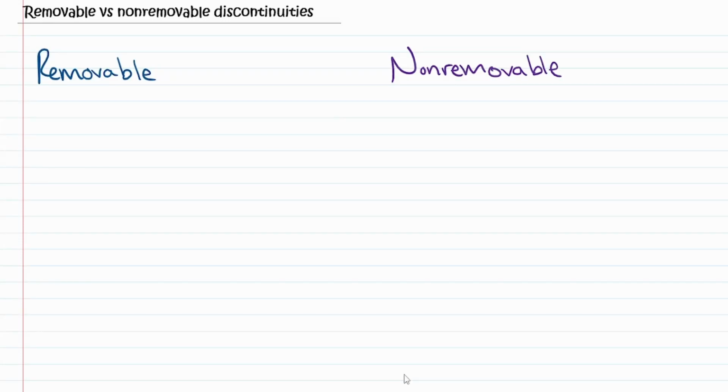Guys, in this video we're going to be talking about removable versus non-removable discontinuities. So we'll start by talking about the removable ones on the left here. The main one you want to know is going to be holes. These literally look like a graph that just has a hole somewhere in the function, a little gap.